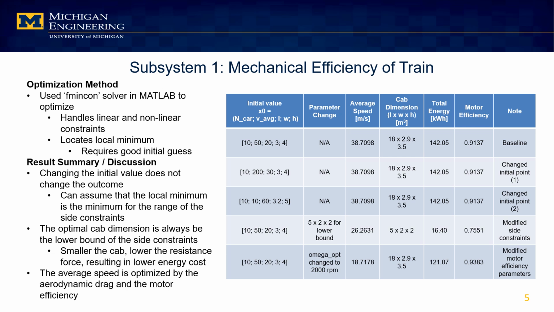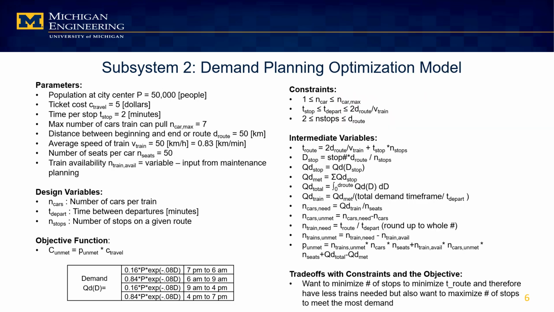Also, for all the runs, the dimension of the train cab was at the lower boundary of the side constraints, which aligns with the expectation that the smaller the cab, the more efficient the train is physically. The average speed of the train is well optimized by balancing the aerodynamic drag and the motor speed to minimize the total energy consumed. The second subsystem of our intercity train system is the demand planning subsystem.